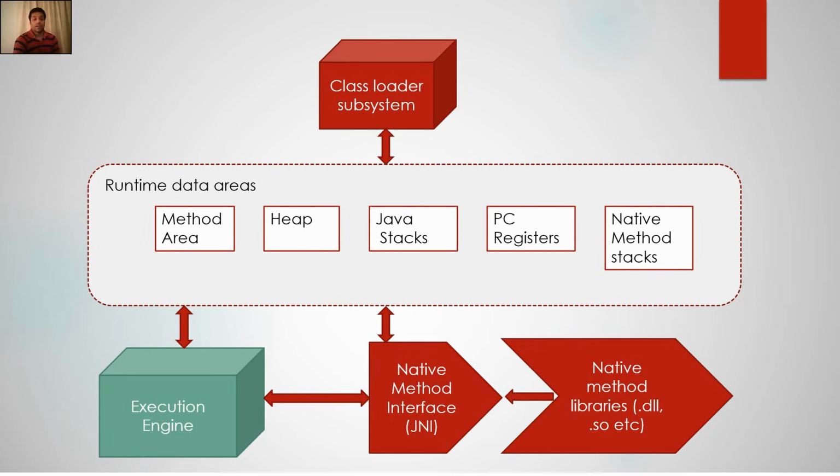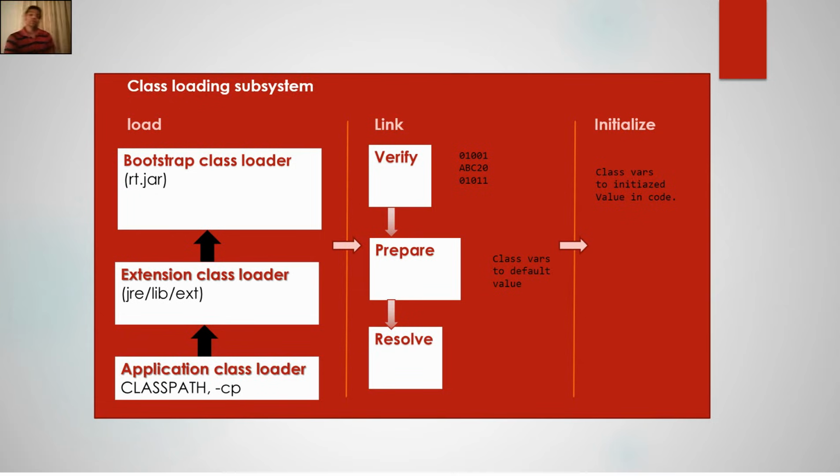Also, you can see the runtime data areas. You have 5 different data areas mentioned here. We'll go into that detail in a little while. Let's zoom into the class loader subsystem and see how it works. The class loader subsystem has 3 main phases: load, link, and initialize. Load is the part that is responsible for loading the bytecode into memory.